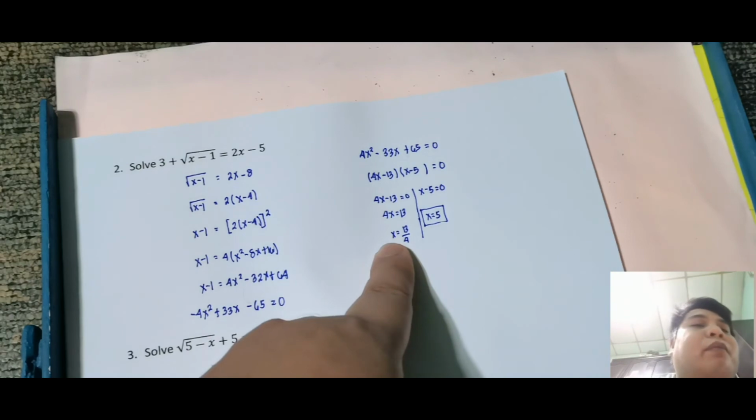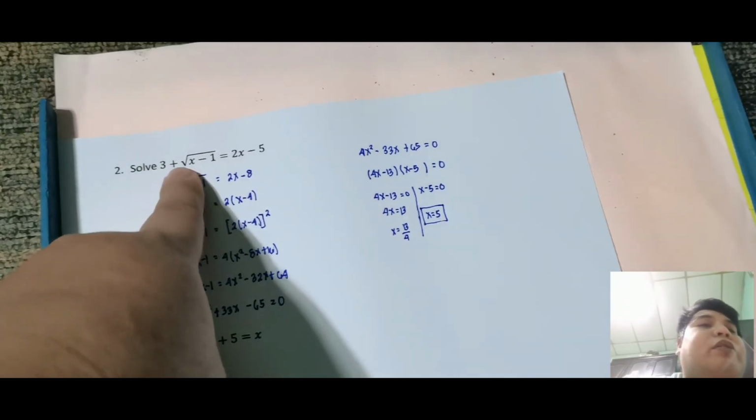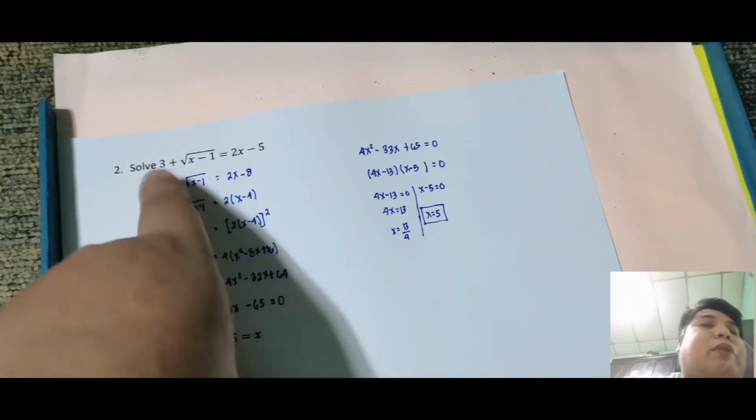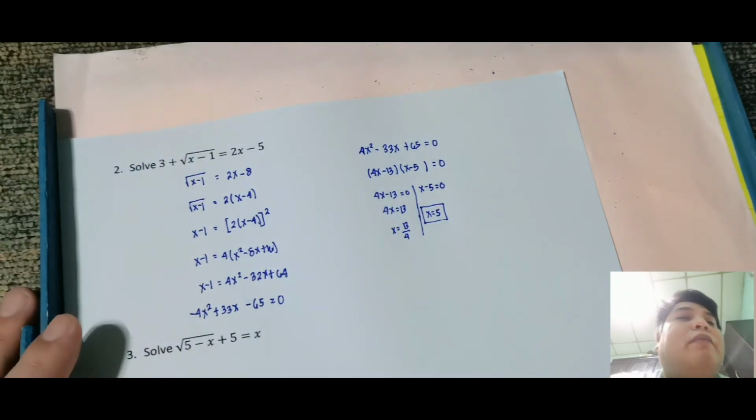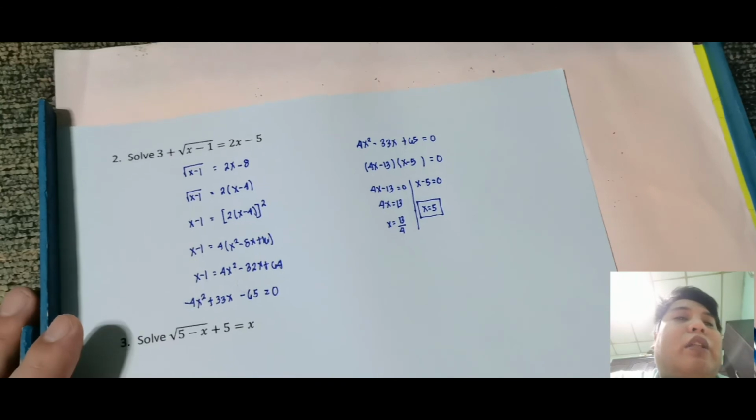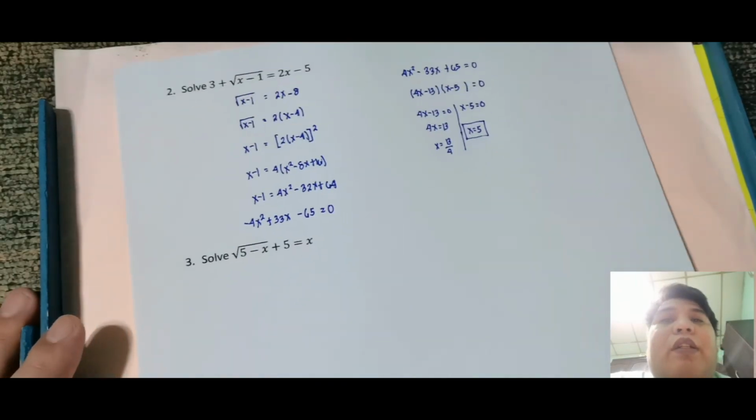So ikaw na din mag-check sa 13 over 4 kung siya ba ay extraneous or not. Okay, kayo na bahala mag-check dyan. So hindi ko sinasabing hindi siya sagot. Possible na baka sagot din siya. Ayoko na din patagalin kasi sa checking din, tumatagal. Okay, so let's have number 3.